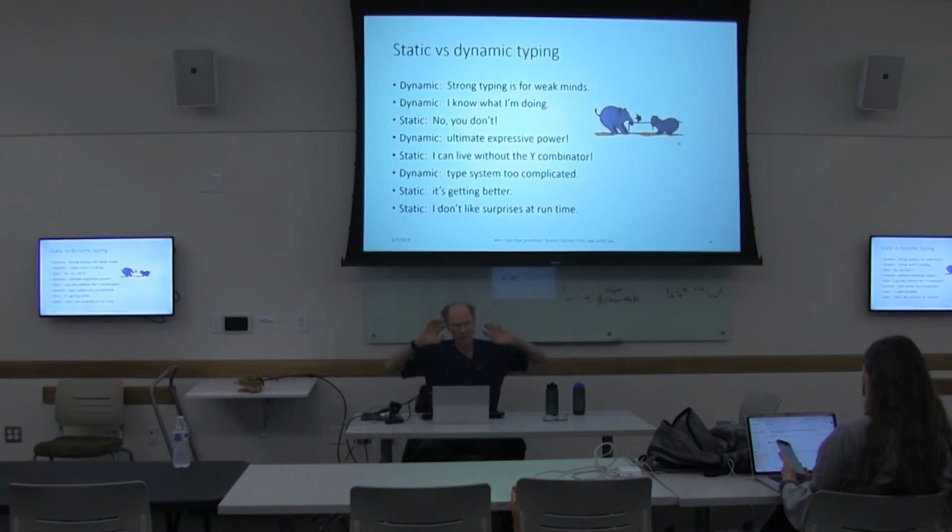The dynamic people would say, we have the ultimate expressive power, and we can even do Y combinators, whereas you static people, the type system won't let you do that without cheating. And the static people say, well, I can live a useful life without the Y combinator. And the dynamic people at this juncture actually had a very good point. They said, the type systems are way too complicated. I have to have a PhD. I spend more time messing around with the type system than I do doing actual programming. There was a lot of truth to that in the early days, but it's getting better. But ultimately, I think the static people won this argument because they basically say, we don't like surprises at runtime. And I think that's what wins the day.